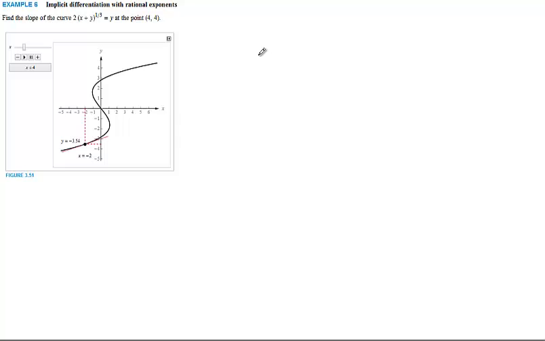Find the slope of the curve. I guess that means I need to find y prime. So I've got 2 times x plus y to the 1/3 equals y. This is a bit messy here. It involves the chain rule. Here we go. I'm going to take the derivative of the outside. Here's the inside. The outside is the something to the 1/3.